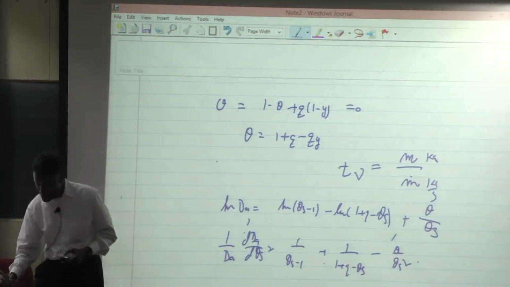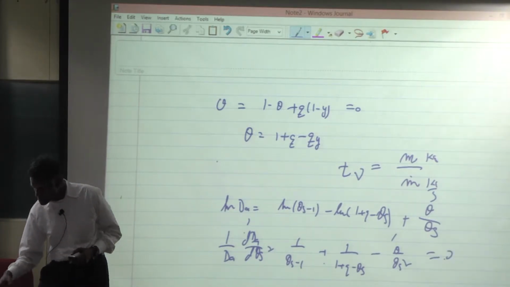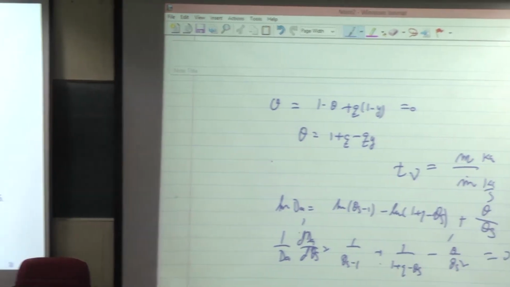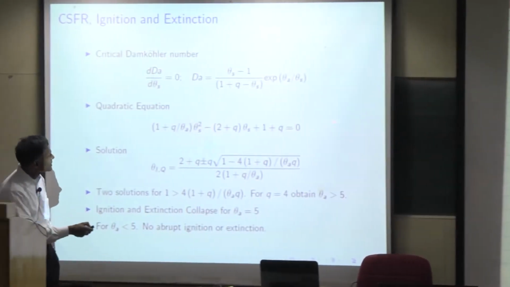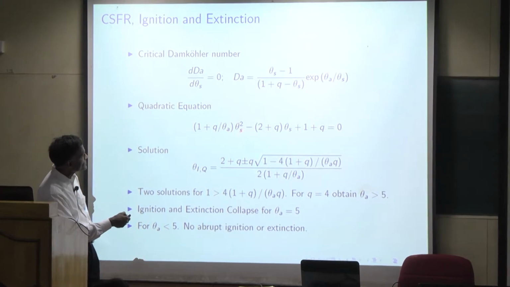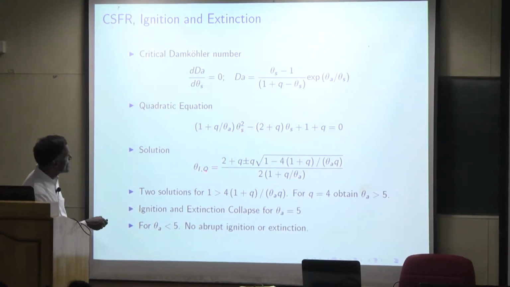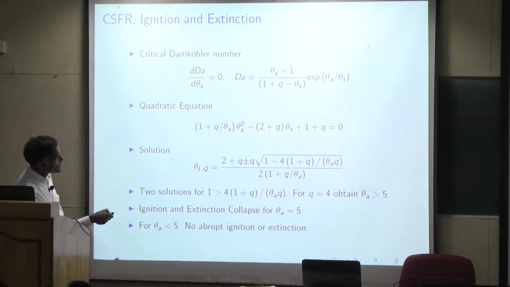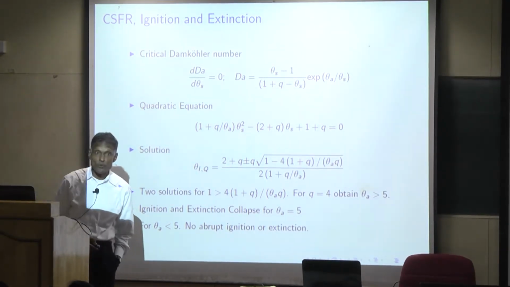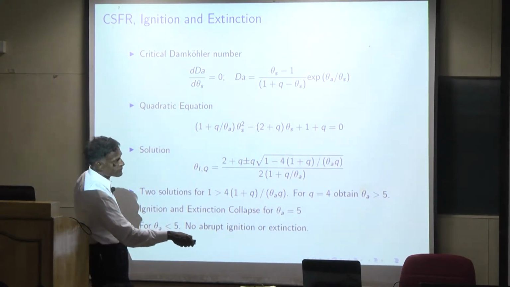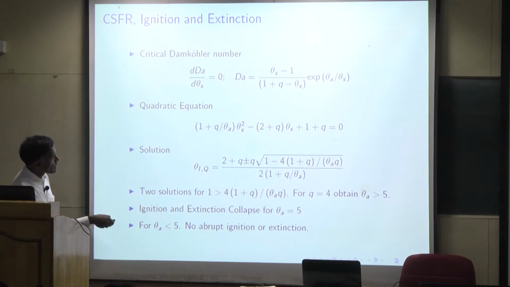Now you set that equal to 0. If you set that equal to 0, you get a simple algebraic equation for theta s. This is at the turning points, basically. Now this can be solved. There are two solutions to this equation. Essentially, I've obtained a quadratic equation from here and then solved that quadratic equation to get this expression here.